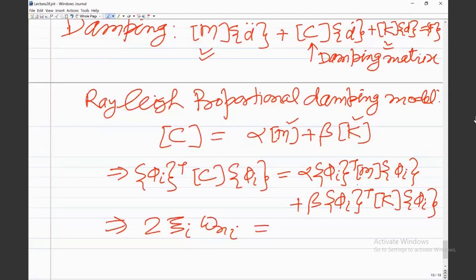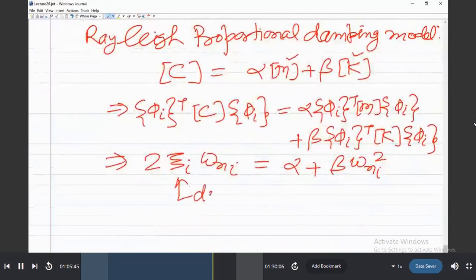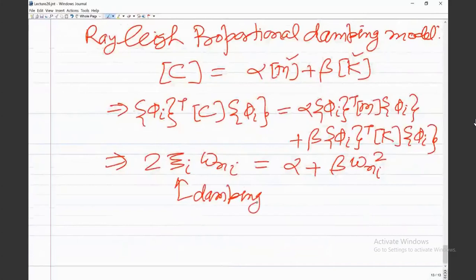And as we know, if phi i is normalized with respect to the mass matrix, phi i transpose m phi i would be unity, so we will get alpha plus beta, and then phi i transpose k phi i would be equal to omega ni square. So you will get this equation in this form, where this is the damping factor, that is, the ratio of damping coefficient to critical damping coefficient for the ith mode, the damping factor for the ith mode, and omega ni is the ith natural frequency.